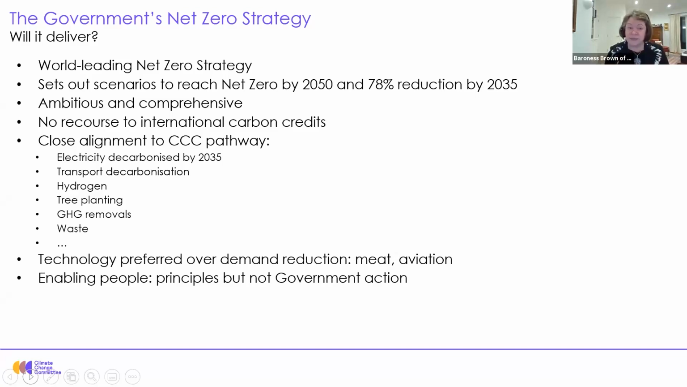It's quite high level at the moment, and it has a very strong focus on technology, very much more of a focus on technology than on anything that might involve demand reduction. So it slightly avoids that issue of how closely we are going to need to engage consumers in the transition to net zero, but it's good news for technologists. And it does talk about enabling people, but it doesn't really tell you what the government is going to do to enable people. It's kind of principles rather than specifics of action.